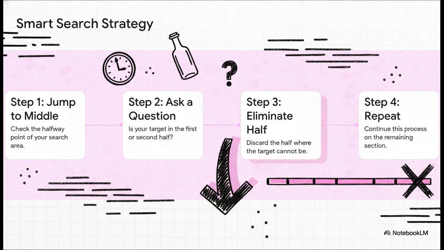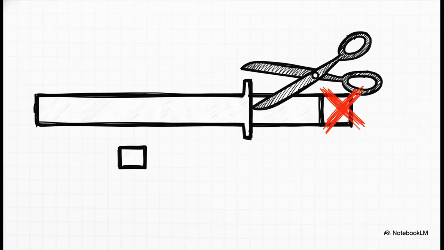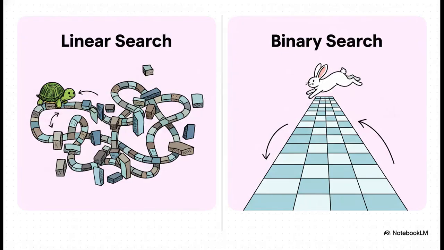If the answer is no, what does that tell you? It tells you the event must be in the second half. And just like that, bam, you've eliminated 24 minutes of footage in a single step. And from there, you just do it again. You take the remaining half, jump to its middle, ask the question, and keep slicing your search area in half. With each jump, you're closing in on the answer at an incredible speed. I mean, the difference in efficiency is just staggering.